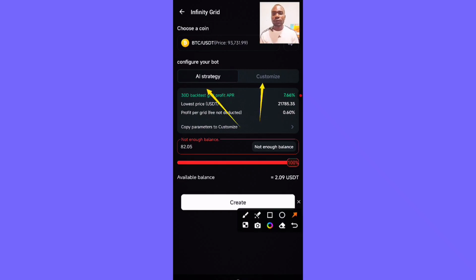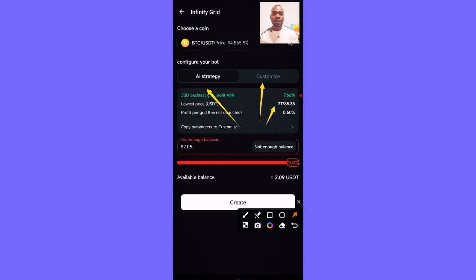When you configure your bot, you have the AI strategy and the customized strategy. With the AI strategy, you don't need to change anything. Everything is now brought for you. The lowest price that they are showing you, where the bot will stop operating when the price goes lower than that price, is 21.7k.